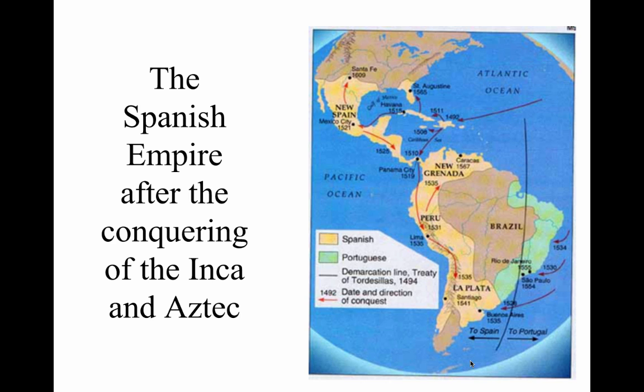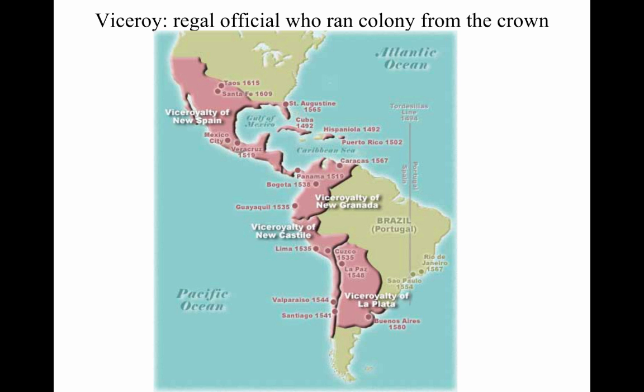When they began to take over the territories, of course, we have to create a government that can manage all of these territories. And they did this by employing viceroys. So a viceroy is a regal official who ran the colony for the crown, right? So they're representing the crown. At every given moment, they're representing the crown.